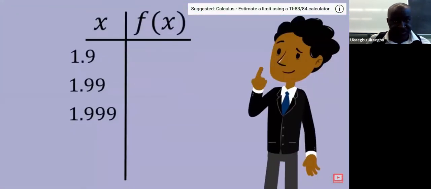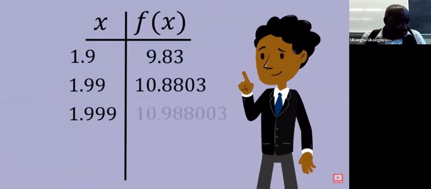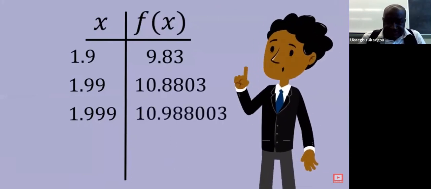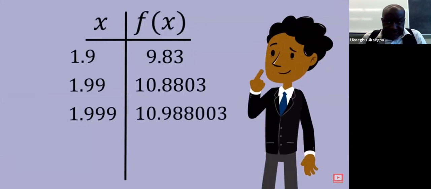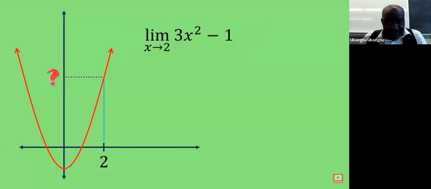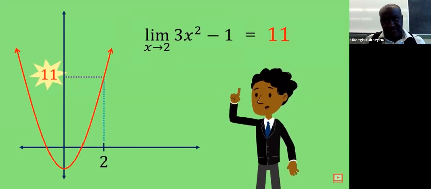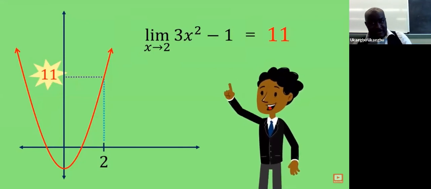When I use these, I get values such as 9.83, 10.8803, and 10.988003. From these values, it appears that the function is approaching 11. So we say that the limit of the function as x approaches 2 is 11. Remember, what I'm really saying here is that we can get arbitrarily close to the number 11. I just have to pick values that are sufficiently close to 2 in order to do it.